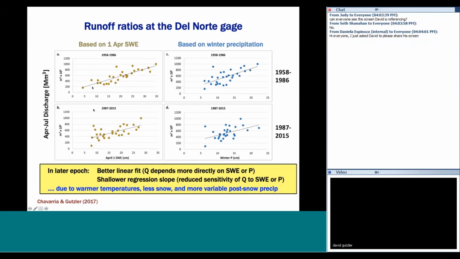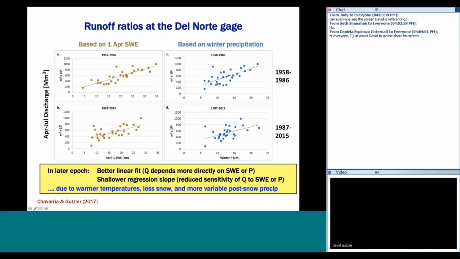And what we see in the upper left is about the best possible case for making a seasonal forecast, or for understanding how much water is going to flow down the river based on snowpack, because the dots provide a real close fit to that linear regression there. So if we know snowpack on April 1st in the upper left, then we can make a very skillful estimate of how much water is going to flow down the river between April and July.